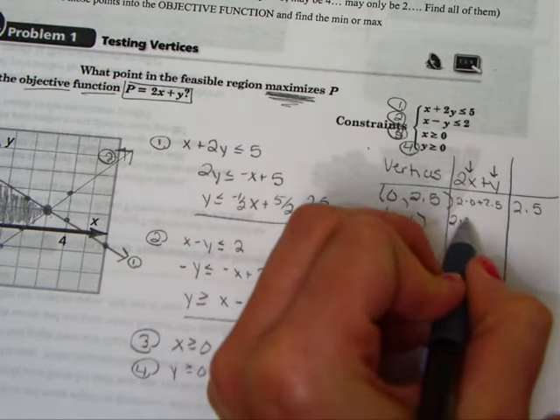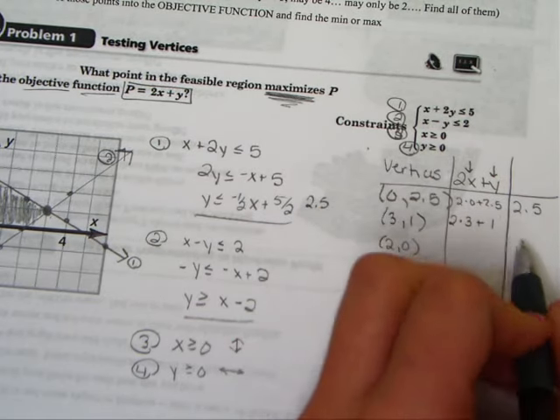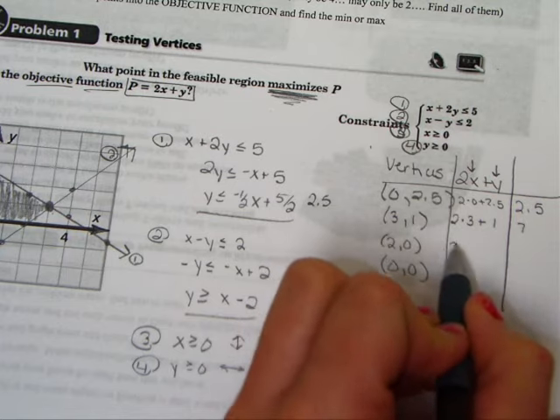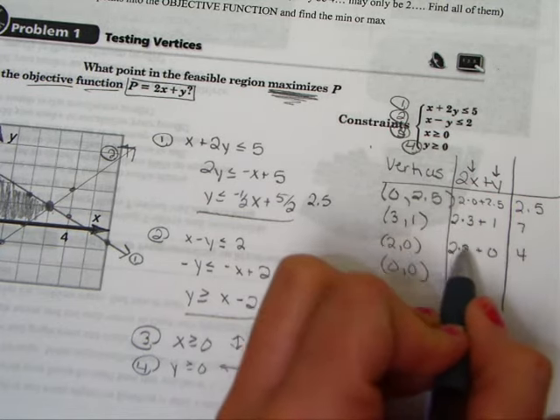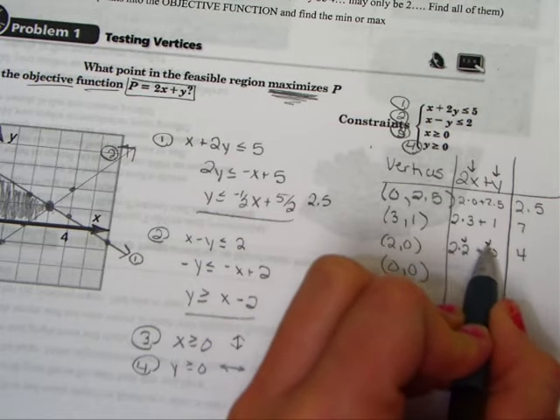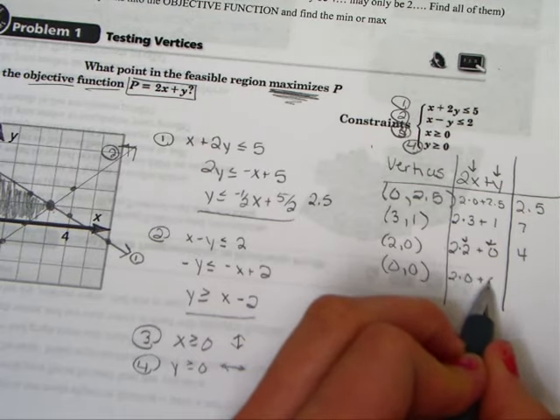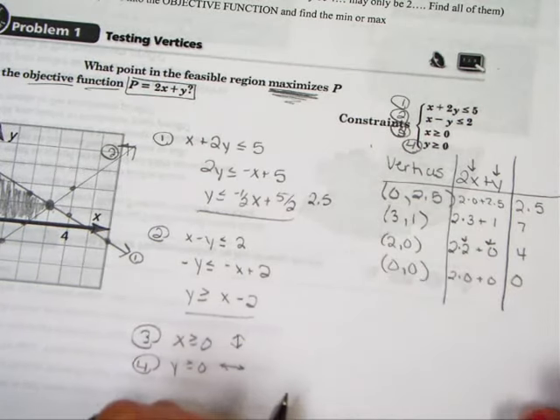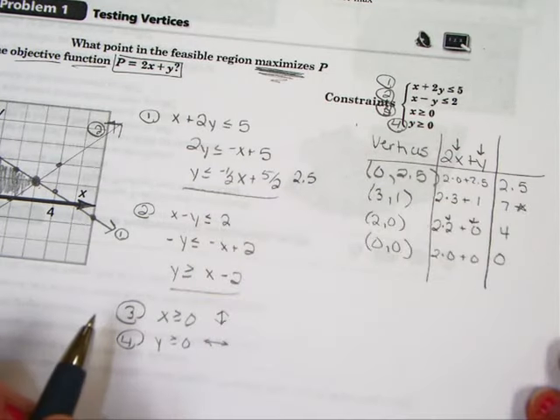Now let's plug in 3, 1. So I'll do 2 times 3 plus 1. That's 2 times x plus y. That's 7. Then I'll do 2 times 2 plus 0. That's 4. Again, I plugged in for x and I plugged in for y. Then I'll do 2 times 0 plus 0 is 0. There is a clear maximizing, and it happens at 7.